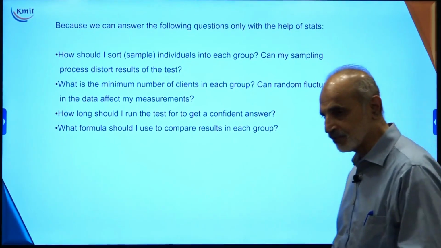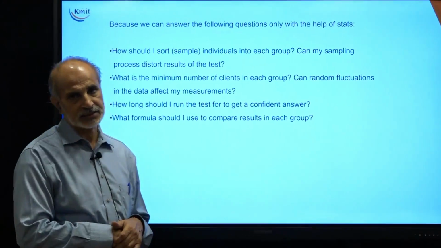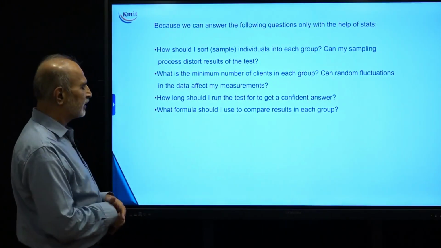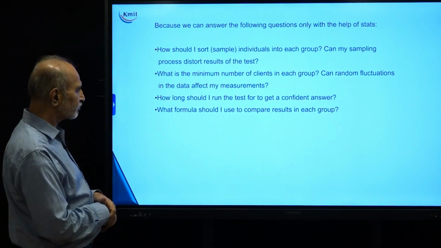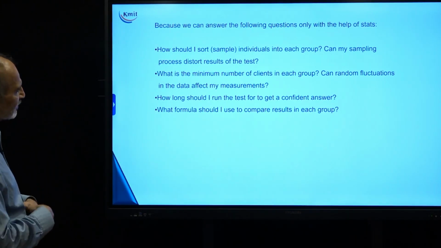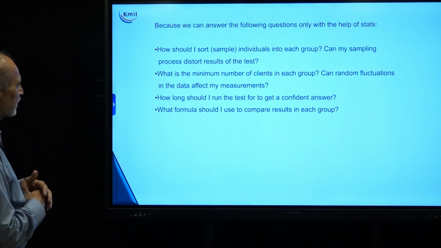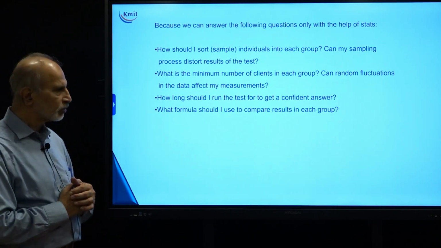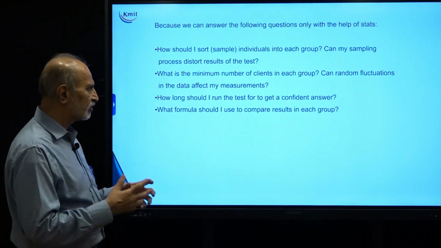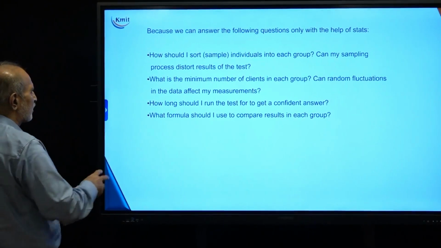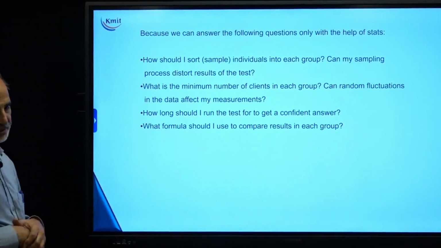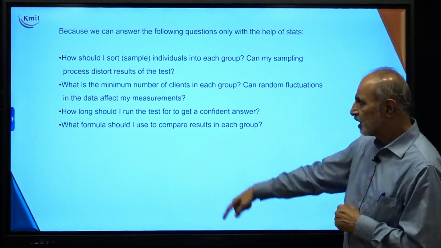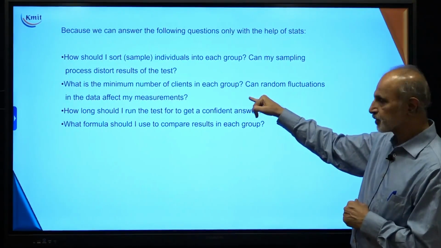So, statistics plays a very critical role in data science. Please revise your statistical background so that we are able to understand the applications of statistics in data science. Nevertheless, let us see the questions and the answers. So, the questions it will answer are: how should I sort a sample individual into each group? So, when I am making two groups, how do I decide which group each sample will follow? Can my sampling process distort the result of the test? So, when I am sampling my data, will it distort the test or will it give me a good test? Second, what is the minimum number of clients in each group I should have?